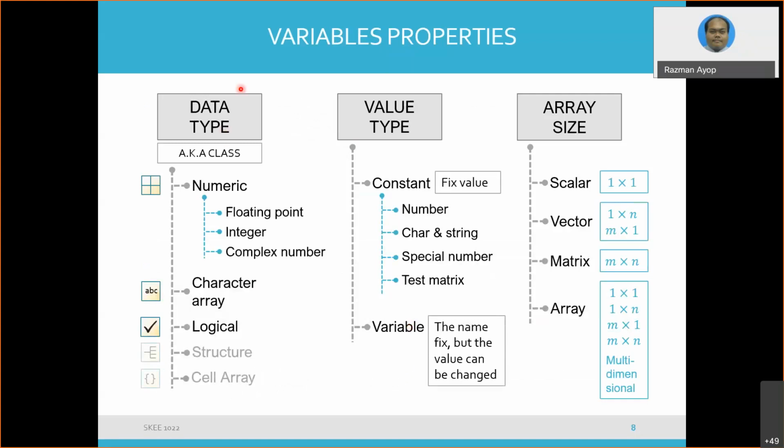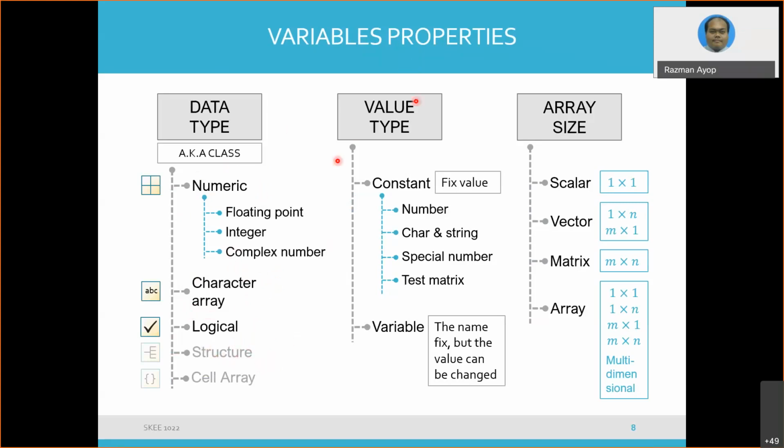So this is like I mentioned before, data type. The data type can be numeric: floating point, integer, or complex number. You can also use a character array, so basically this one is A, B, C, D, E, F, G, and so on. And then logical, which is basically just 1 and 0, true or false. And structure is basically a group of data arrays, just like a folder.